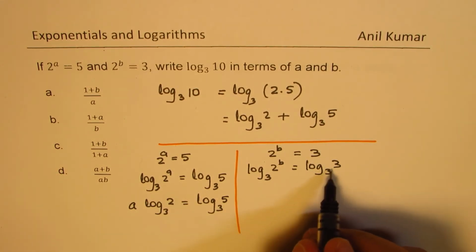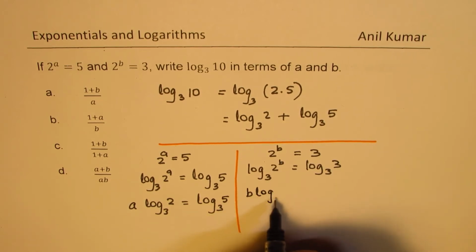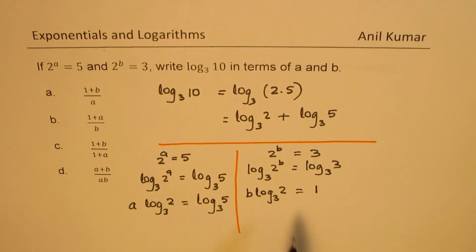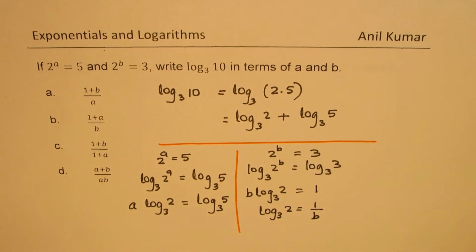Now log to the base 3 of 3 is 1, and this is b times log to the base 3 of 2, and that is equal to 1. Correct? So we also get what log to the base 3 of 2 is equal to. So from here we have log to the base 3 of 2 is basically 1 over b. Correct? So that's what we get here.